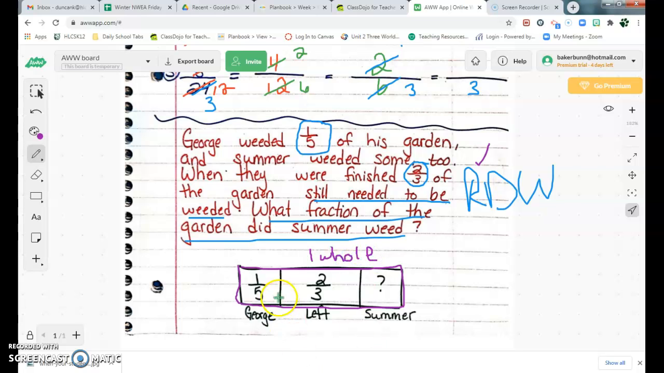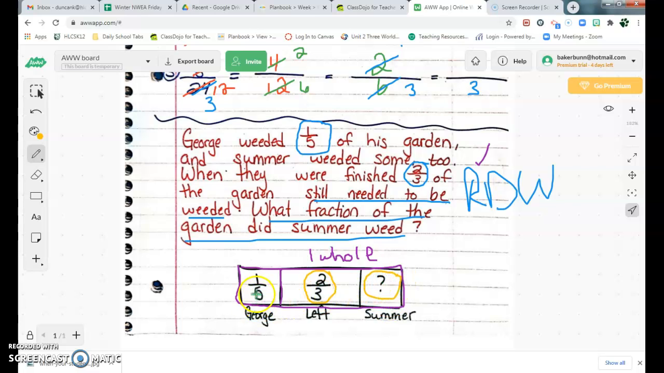Okay, well, I know that George weeded 1/5 of it. I got that information from the problem. I know that Summer weeded some, but we don't know how much she weeded, so I put a question mark under the portion that she weeded. But then I know left over, they have 2/3 of the garden left to do. What they're asking me to figure out is, how much did Summer weed?